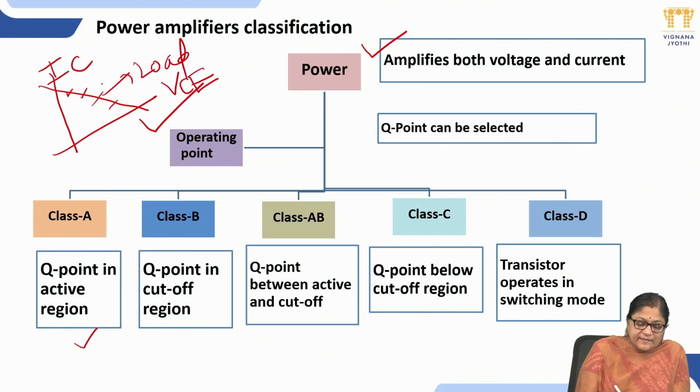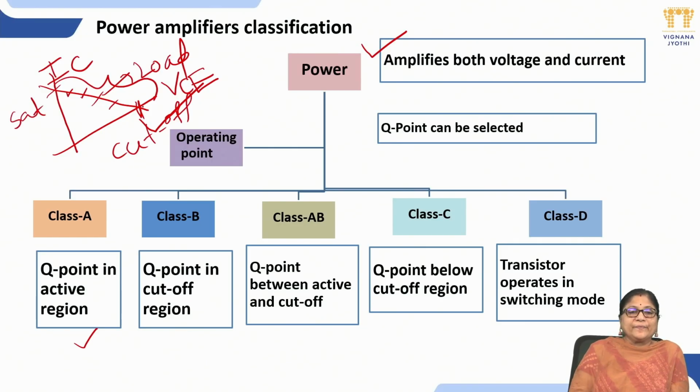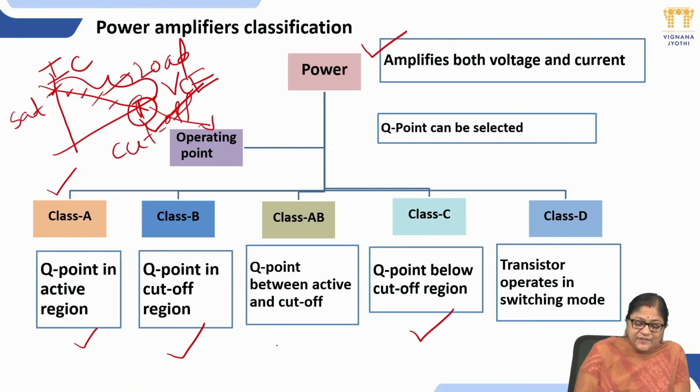Suppose there are 3 regions that can be divided on the load line. This is known as cutoff. Then the top one is known as saturation, and all the remaining portion we call active. So if the Q point is in the middle of saturation and cutoff, it is known as the active region. If the Q point is in the active region, we classify it as class A. If it is on cutoff, we classify it as class B. Below cutoff, if the Q point is there, then it is known as class C. Between the active region and cutoff region, we call it class AB.